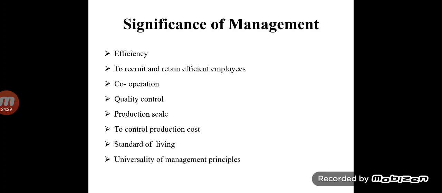Production scale. Production scale is nothing but increasing the level of production, like marketing, finance, HR, production and operation management. So they are increasing the scale. They are not limiting the work to production, but they increase the level or scale of the production. It is possible with the help of management. To control production cost, yes, management will help us to decrease the cost and not increase the cost of production. It is possible with the help of management. So it is the significance of management.